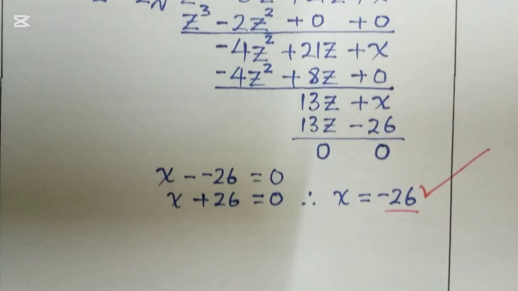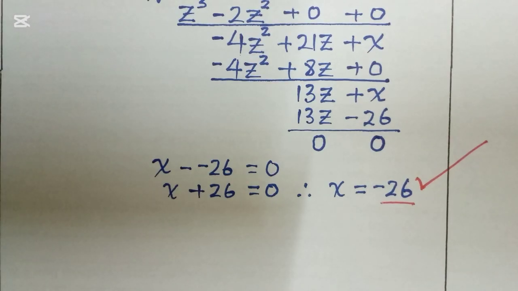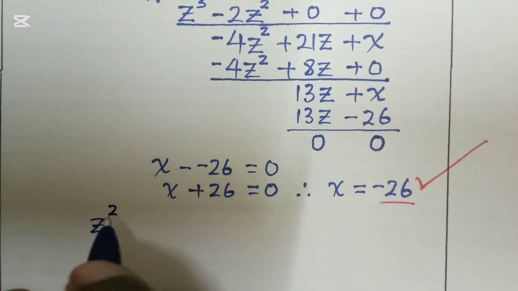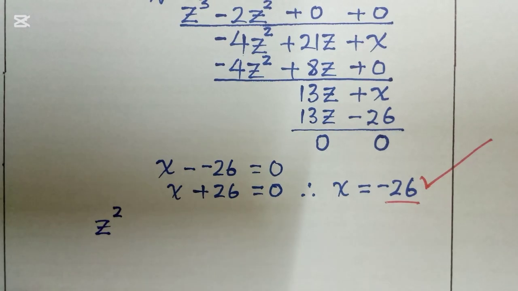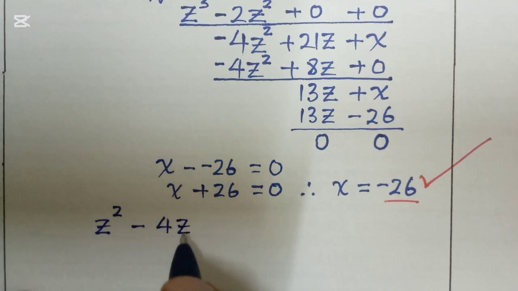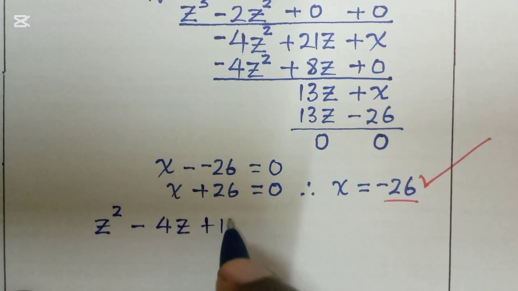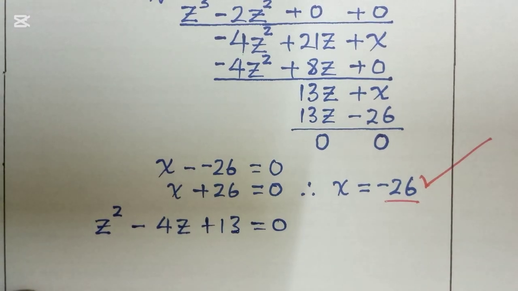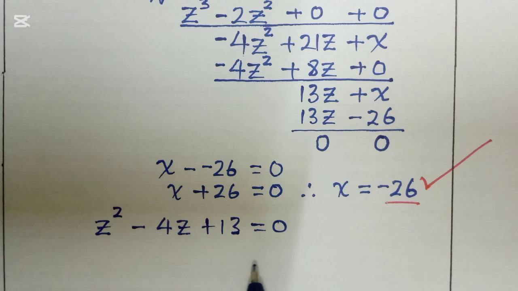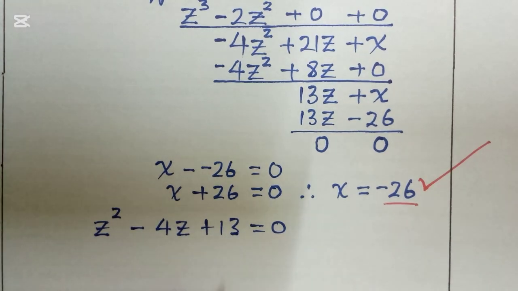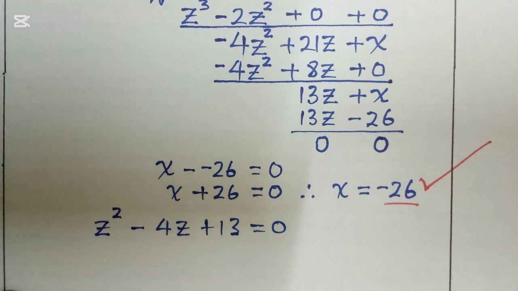So in this, z squared minus 4z plus 13 contains another two factors. That is z squared minus 4z plus 13 equals to 0. And the reason why, guys, we write always equal to 0 is because it is also a factor. So now we come and now solve that equation.